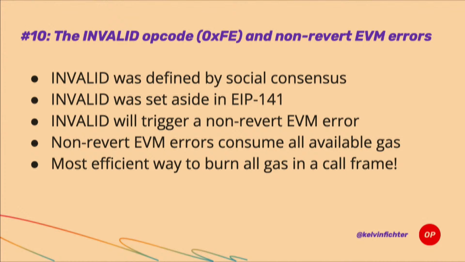So we can just burn the gas really efficiently by starting a new call, and then we just trigger the invalid opcode, and then all the gas is gone. It's sort of how you pay for it, by burning gas, if that makes sense.